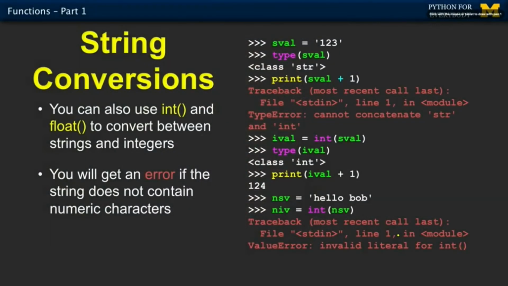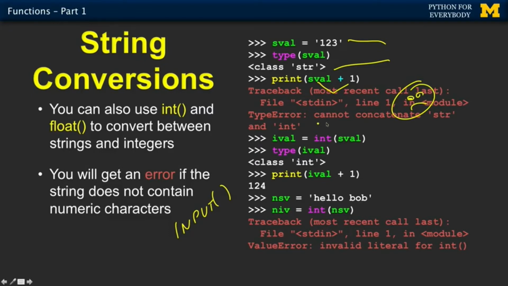We have been using int and float to do things like read things in, because input is a function, but it always gives us back a string. We might want to use this as a number. So the string 123 is not the same as the integer 123. If we do something crazy like add 1 to it, boom, we get a traceback, because we can't concatenate a string and an integer; they're the wrong type.